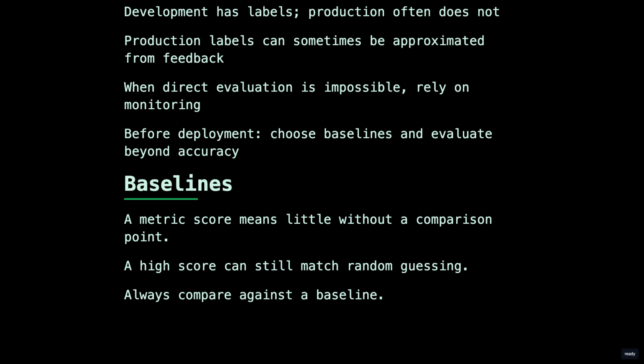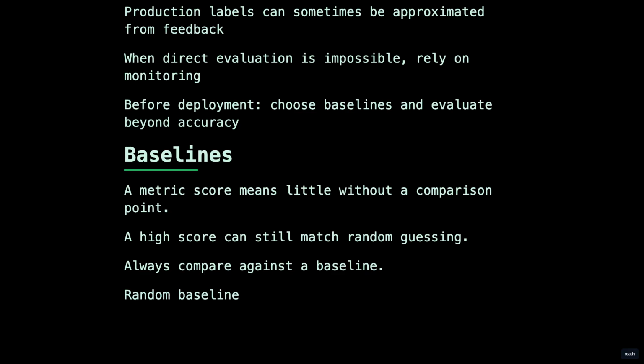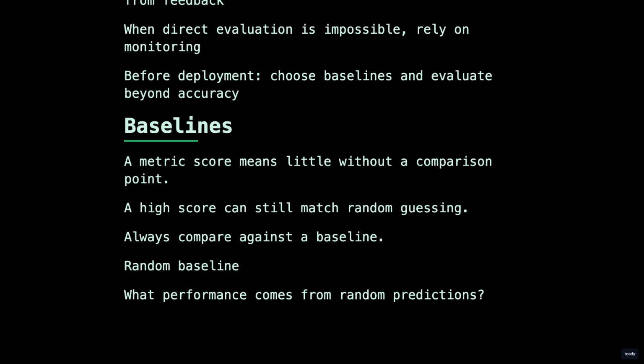The first reference point is pure chance. If a model cannot beat random predictions, there is no evidence that it has learned anything useful. The exact answer depends on how the random outputs are generated. Sometimes each label is equally likely, and sometimes the random guesses follow the same label frequencies as the dataset.